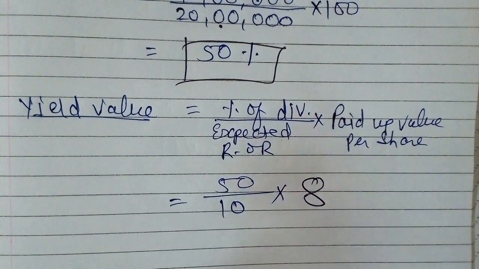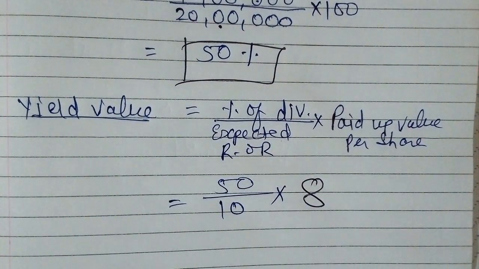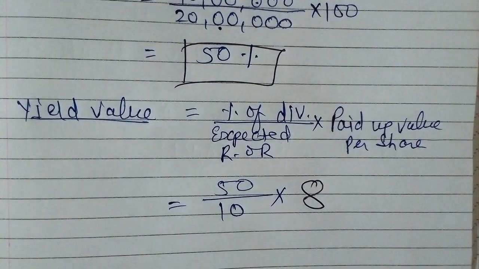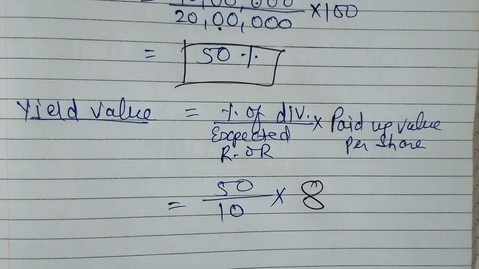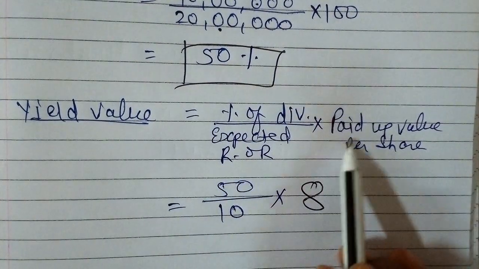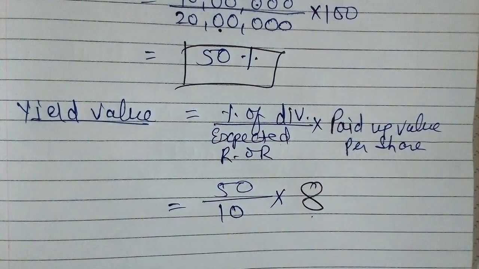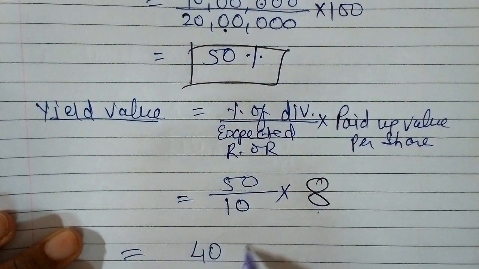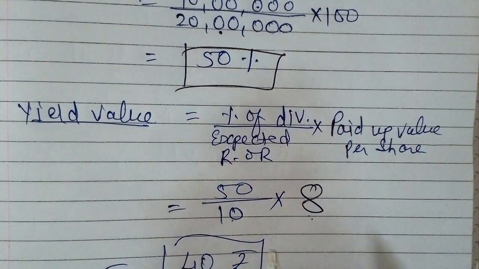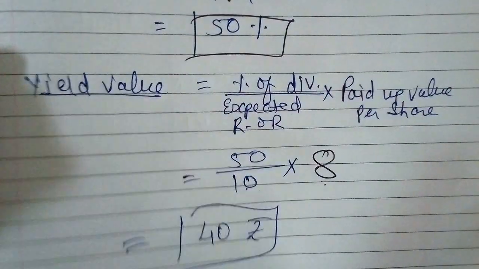This is the new thing. We generally are taking face value over here because up till now in each and every example the equity shares were fully paid, right? But here it is specifically given face value rupees 10, rupees 8 paid up. So here we need to take paid up value per share, that is rupees 8, right? So here the yield value is taken at rupees 40. 50 divided by 10 into paid up value, that is 8 rupees, right?